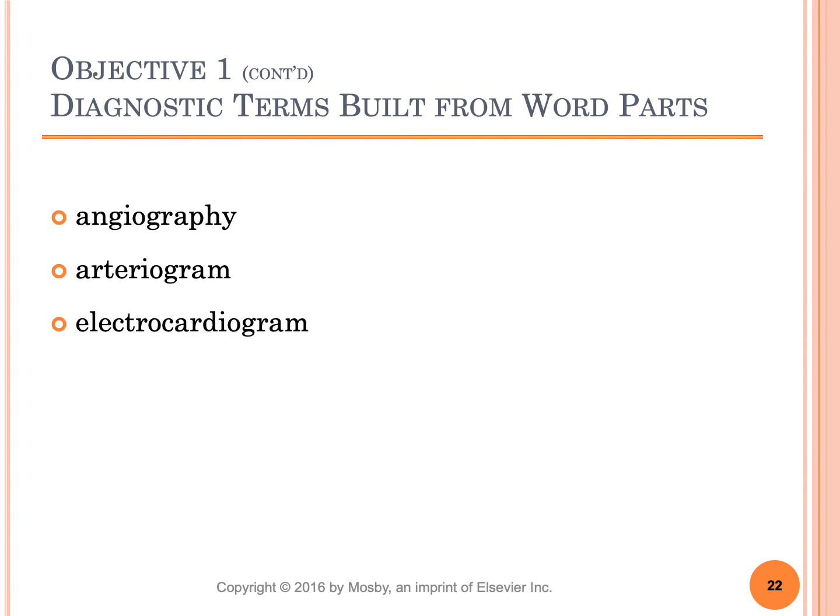Now, let's talk about an electrocardiogram. An electrocardiogram is the recording of the electrical activity of the heart, and it's abbreviated in one of two ways, ECG and EKG. All right.